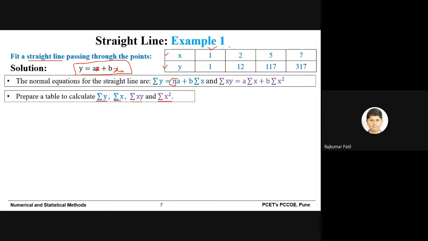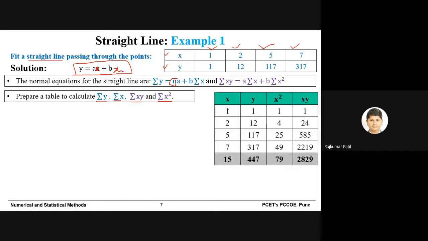So you can see here 1, 2, 3, 4. So total number of data points equal to 4. So n will be 4. Okay, so we will prepare a table now. So in the first column, you need to put the value of x. So you can see 1, 2, 5, 7. In the second column, you need to put the value of y.